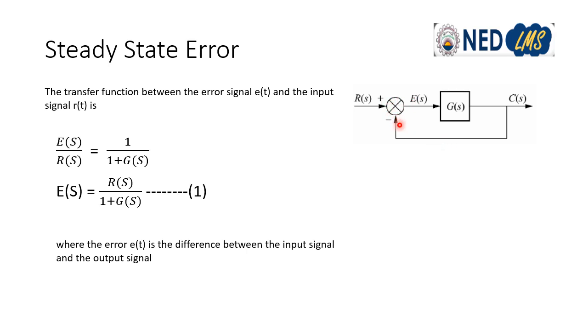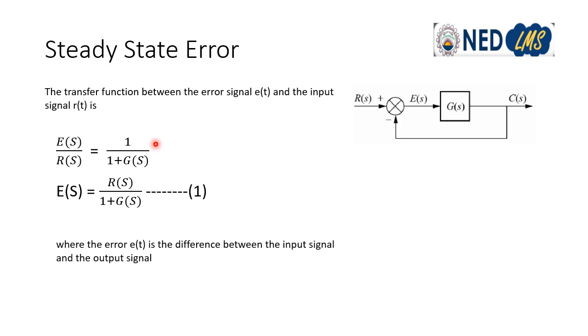If you remember, we discussed this derivation in detail: B equals HC, and then we put the value of B in E equals R minus B, and we obtained this expression, E upon R equals 1 upon 1 plus G(s).